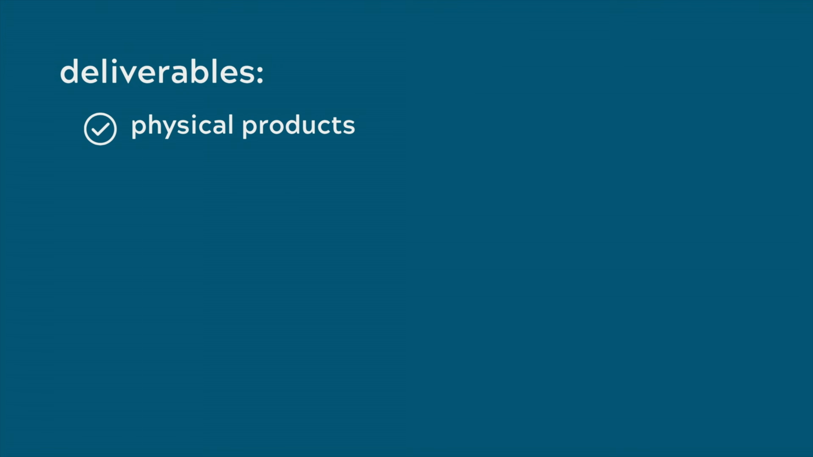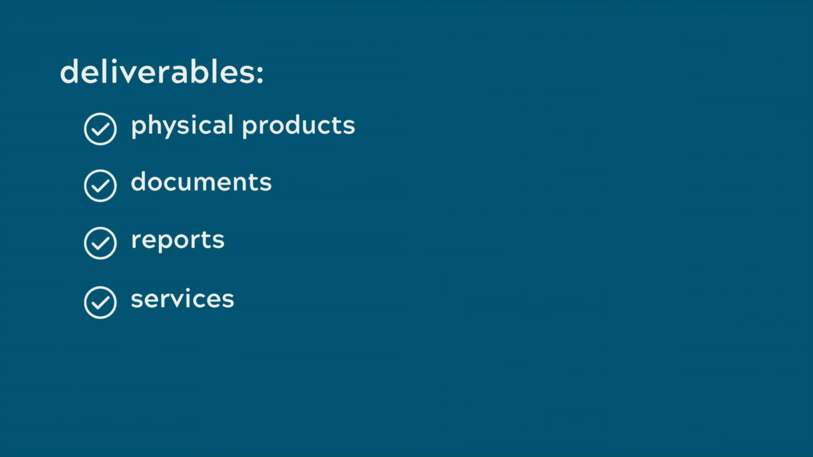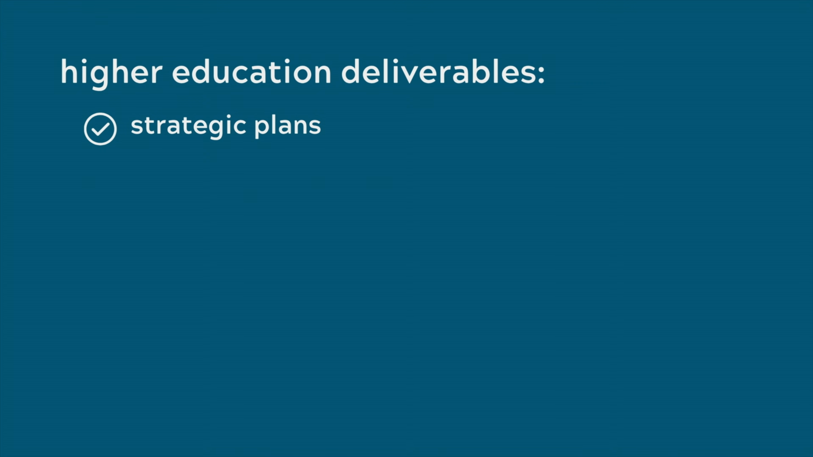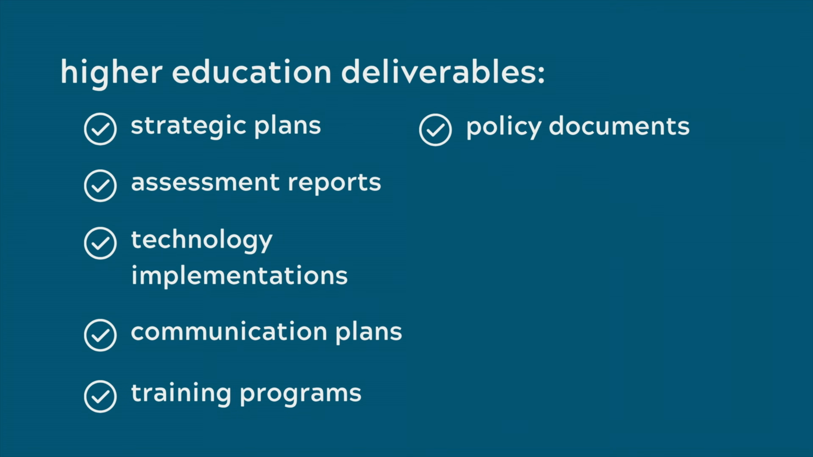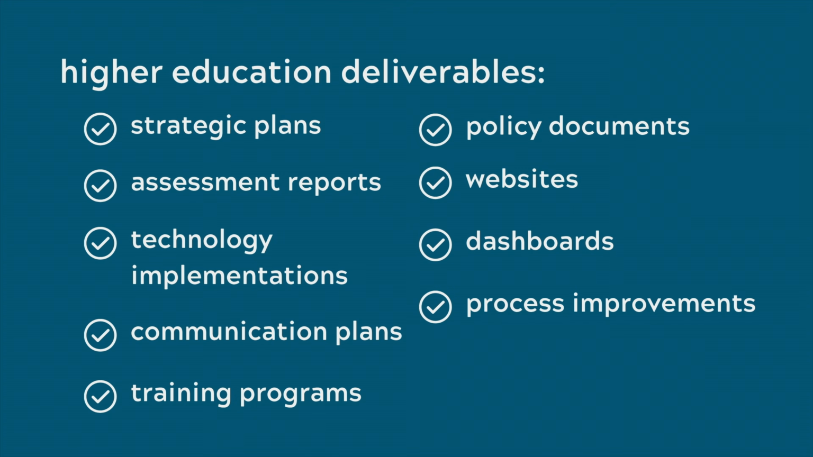One thing that's important to understand is that deliverables can take many forms. Some deliverables are physical products. Others are documents, reports, services, systems, processes, or experiences. In higher education, deliverables often include things like strategic plans, assessment reports, technology implementations, communication plans, training programs, policy documents, websites, dashboards, and process improvements. Not every deliverable is something you can physically hold in your hand. The key characteristic is that it represents a completed output that contributes to the project's objectives.